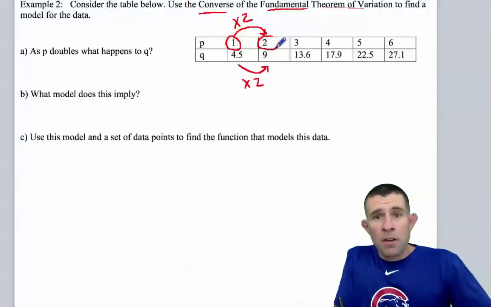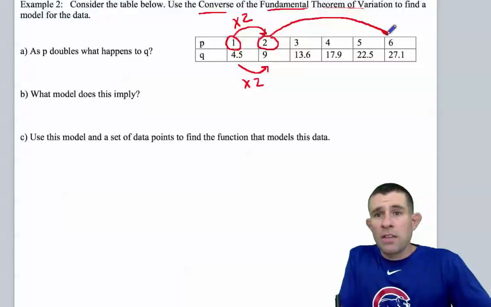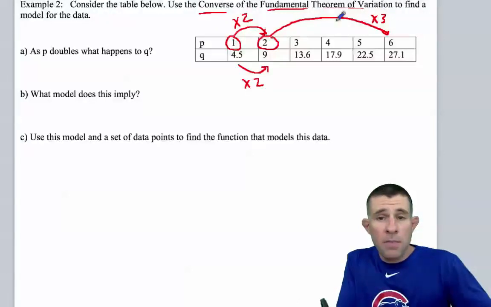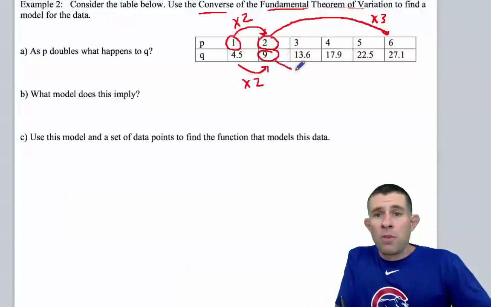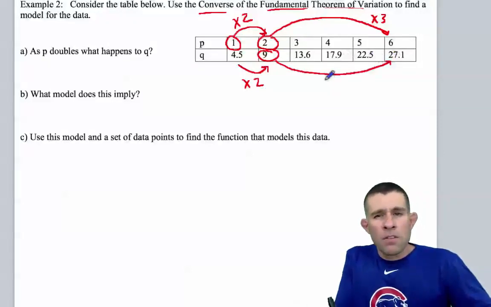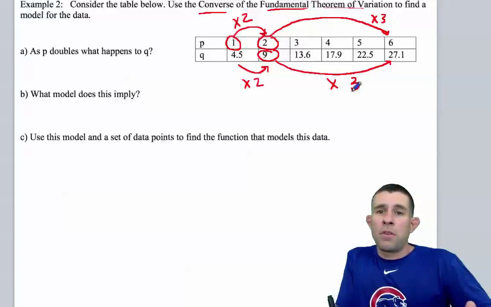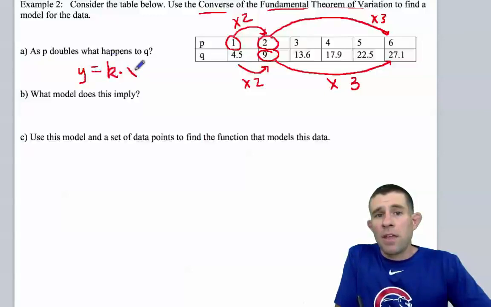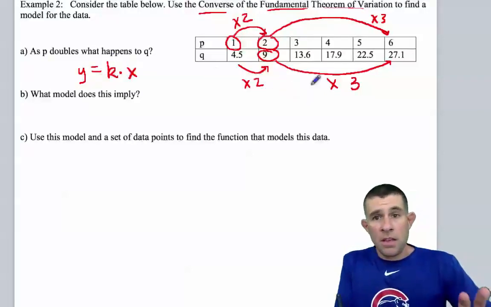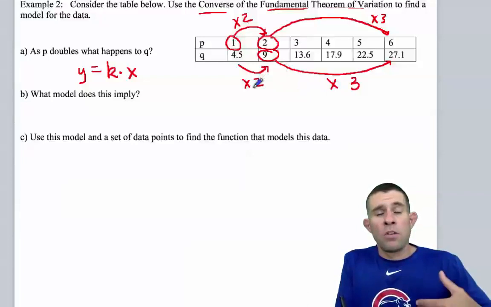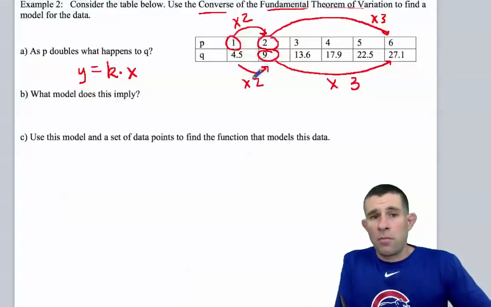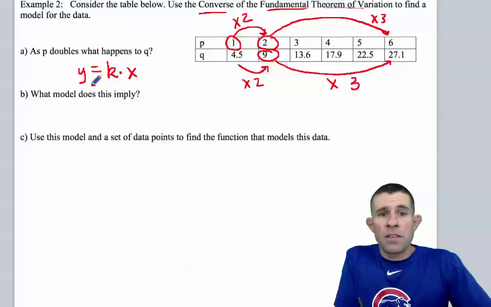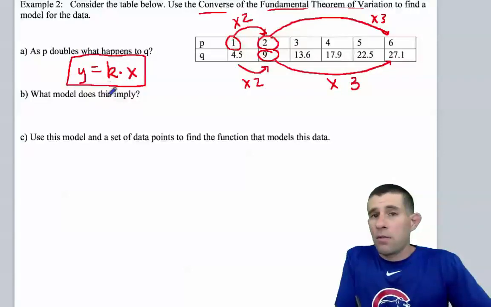Does that same pattern occur when I go from 2 to 6 for P? In other words, it's being multiplied by 3. And then Q is going from 9 to 27.1. So that's approximately a multiplication by 3. So you can see that this is a direct variation equation, and the model that implies is simply y equals k times x. It's not being increased by any powers. When you double one variable, it doubles the other variable. So this simply implies that we have a direct variation equation of y equals k times x.